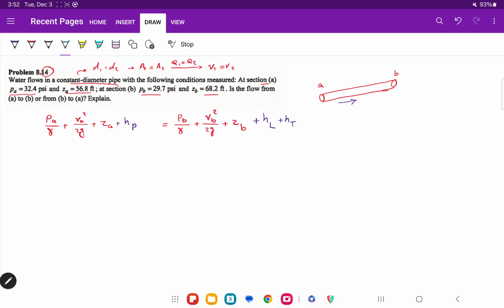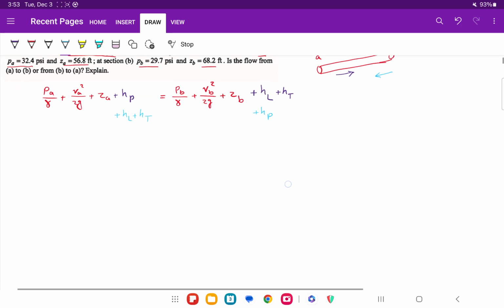Or if the flow is from right to left, then you should place these in a reverse manner. So we should have HL and HT near the destination, which is section A, and the head of the pump near the beginning point of the flow, the start point of the flow.